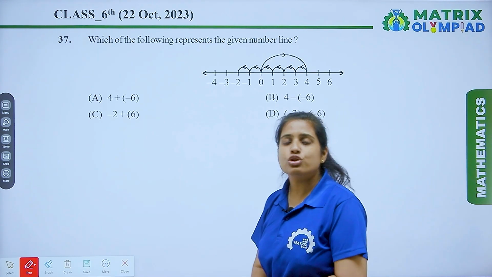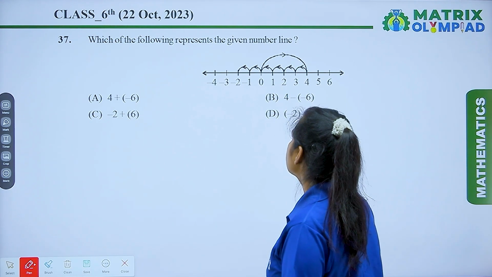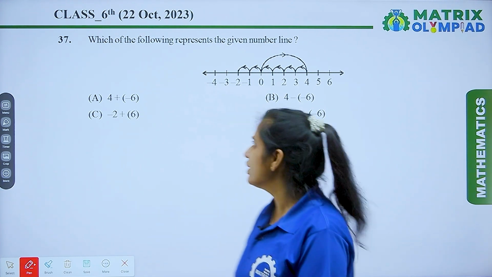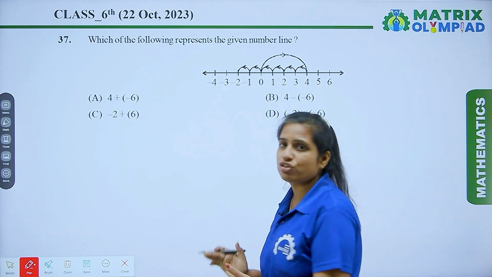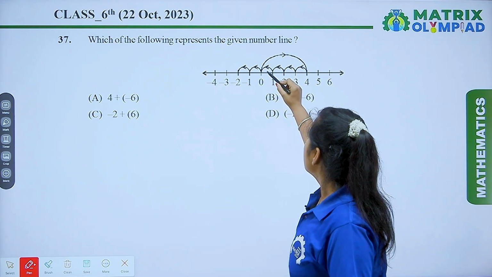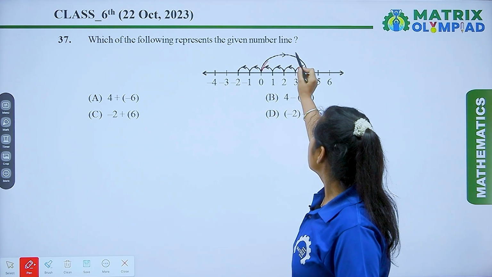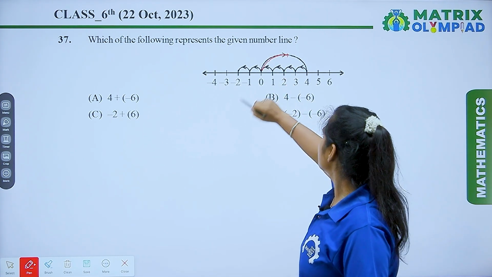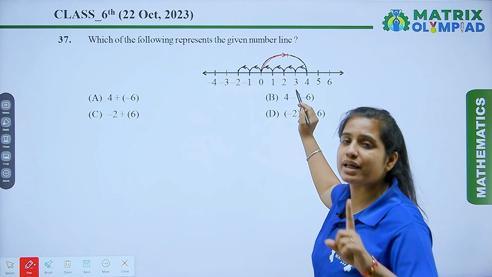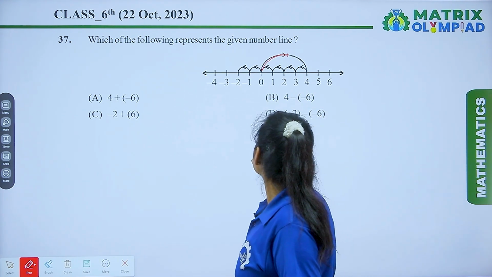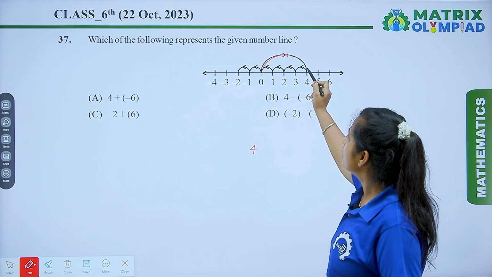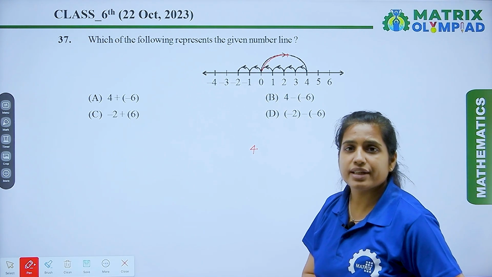Now the next question is question number 37. Which of the following represents the given number line? So here a number line is given to us and we have to find out the correct representation of this number line. From the figure we can see that the number is going towards the right-hand side, meaning positive direction, that is 0 to 4. It means the first step is 4. Now the second, from 4 we are moving towards the negative side.